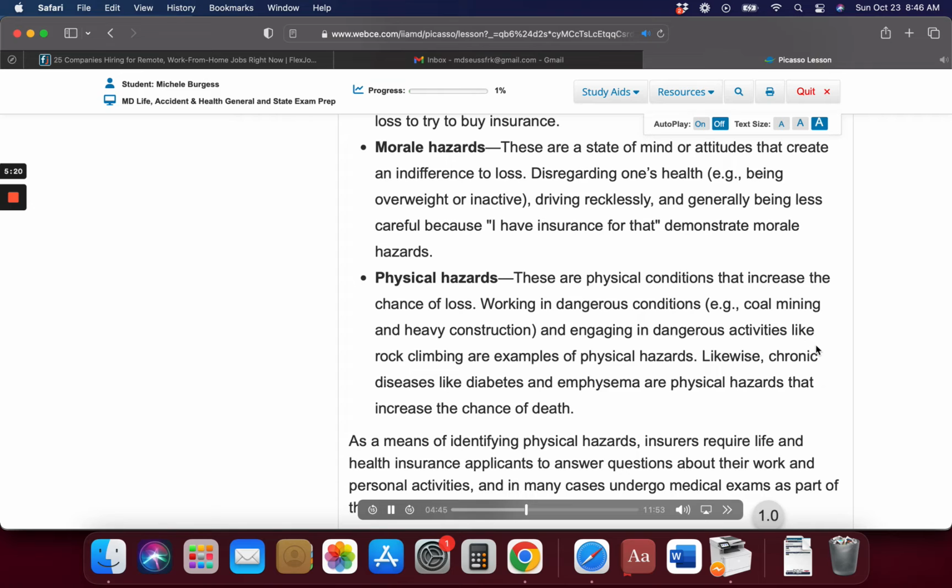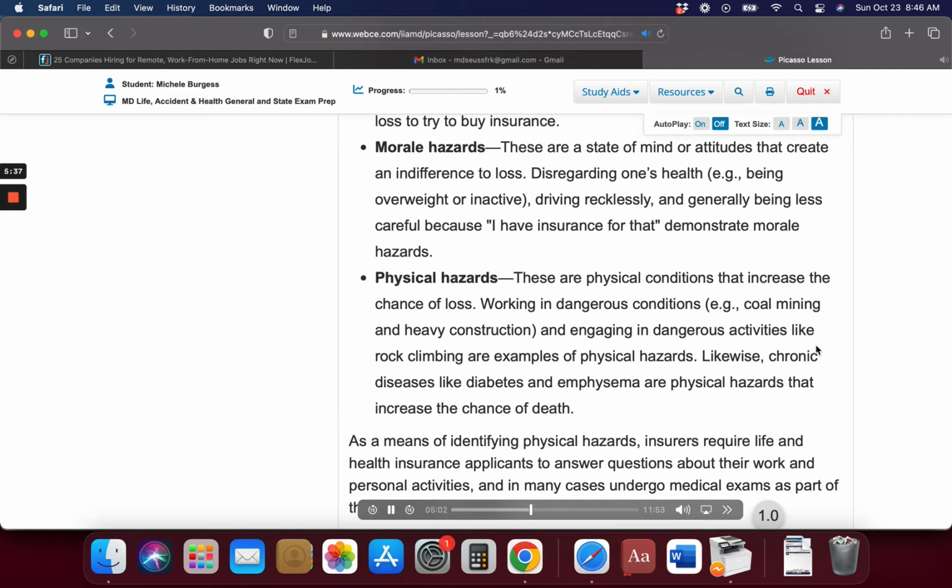Morale hazards. These are a state of mind or attitudes that create an indifference to loss. Disregarding one's health, for example being overweight or inactive, driving recklessly, and generally being less careful because I have insurance, demonstrate morale hazards. Physical hazards.